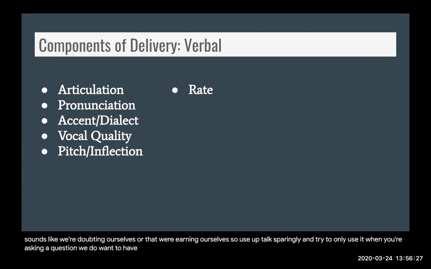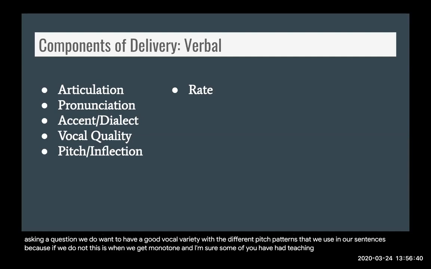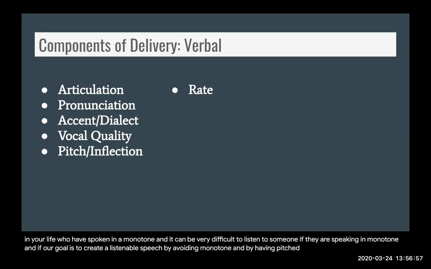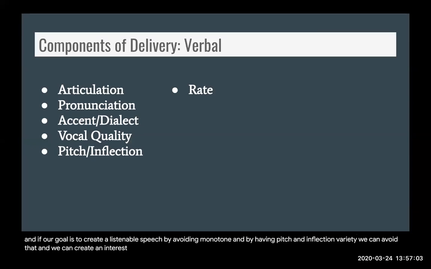We do want to have a good vocal variety with the different pitch patterns that we use in our sentences, because if we do not, this is when we get monotone. And I'm sure some of you have had teachers or professors or other people in your life who have spoken in a monotone, and it can be very difficult to listen to someone if they are speaking in monotone. And if our goal is to create a listenable speech, by avoiding monotone and by having pitch and inflection variety, we can create an interesting, engaging, and listenable speech to our audience.